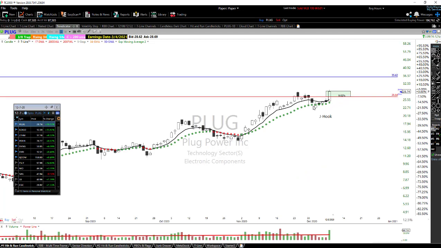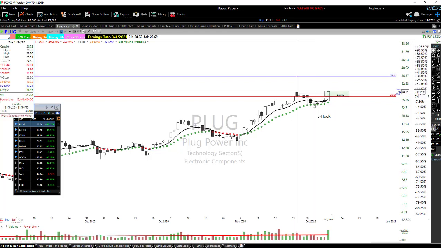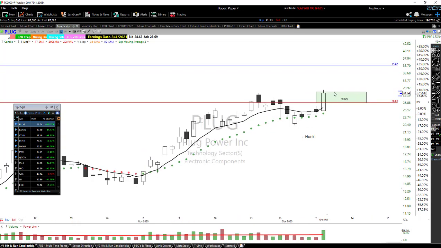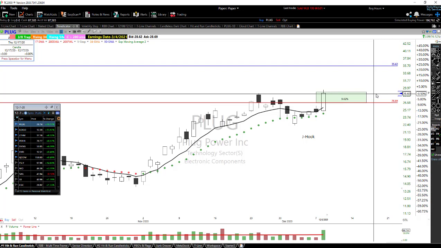Look at that beautiful J hook right there. Look how we broke out over this candle right here. And we held, not by much, but by skin, but it did. I don't think I would like this below 26.65. That's a pretty big spread, 9% there between the top and the bottom. But hey, if you buy it up here, readjust the stop, right?